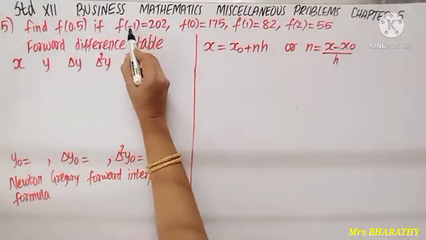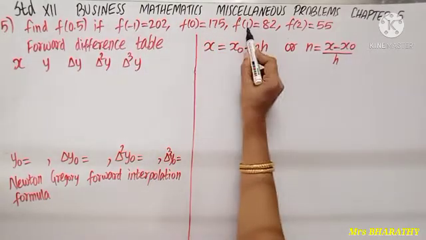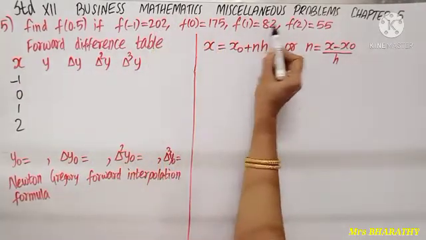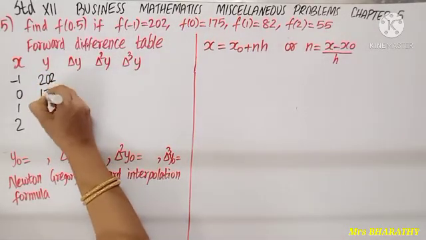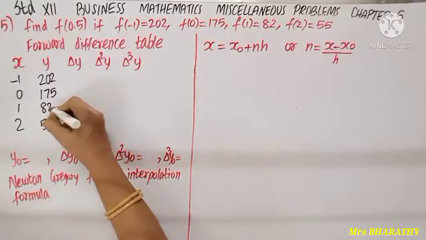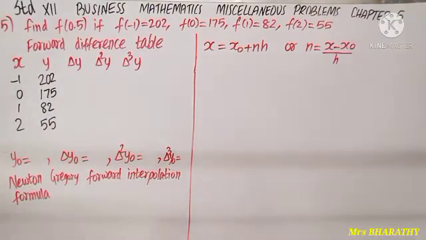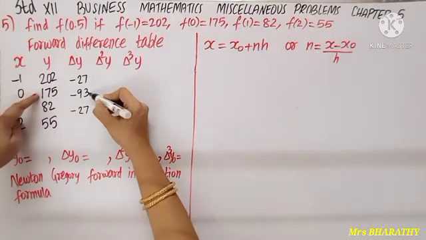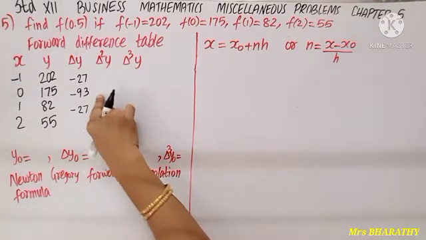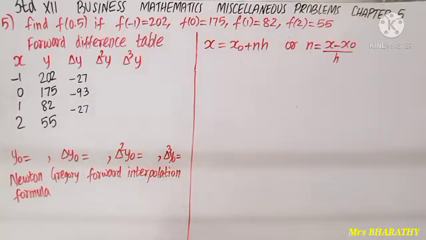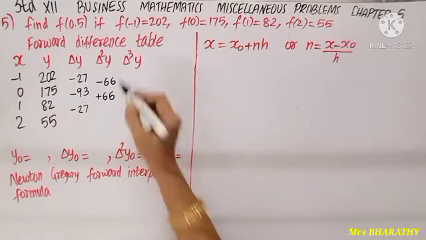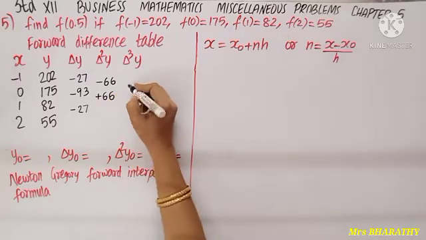How to fill up x values from here? Minus 1, 0, 1, 2. What are y values? The RHS values. 202, 175, 82, 55. To create the table, let us subtract 55 minus 82, 82 minus 175, 175 minus 202. Same way, let us subtract minus 27 plus 93, minus 93 plus 27. Del cube y is 66 plus 66.